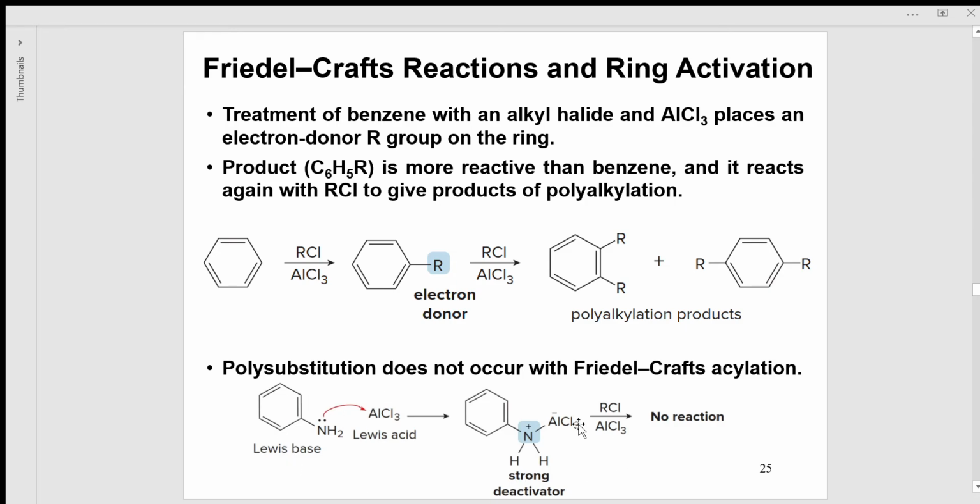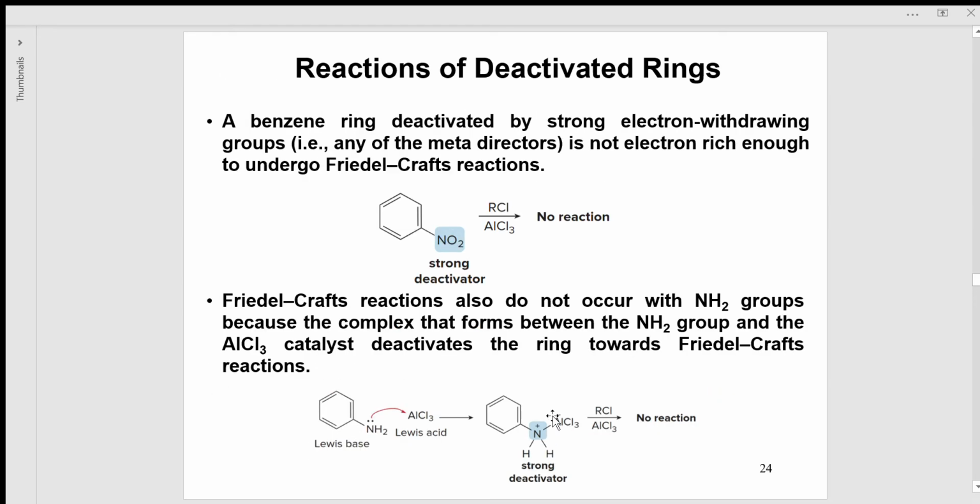So again, if we have an amine group, there is no Friedel-Crafts reaction. This is the same with this one.